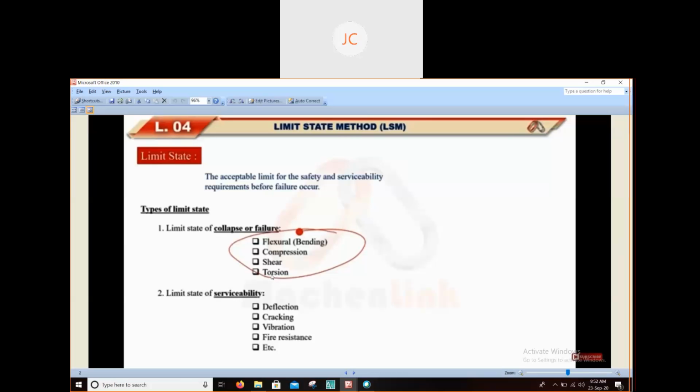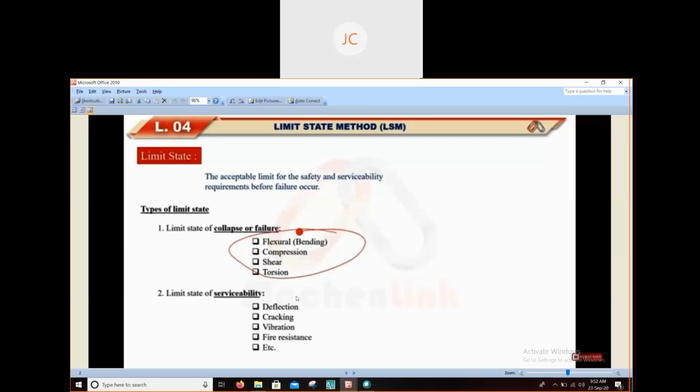Okay, so next, these are the different parts of limit state of collapse. That means in limit state of collapse, we have to design our building for flexure, for compression, for shear, and for torsion. Our structure must be safe for bending, compression, shear, and torsion in the first part. And in the second part, after designing all these things, the next part is our limit state of serviceability. So in this part, what do we have to check? We have to check deflection.